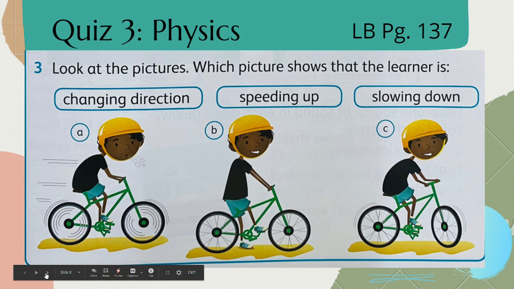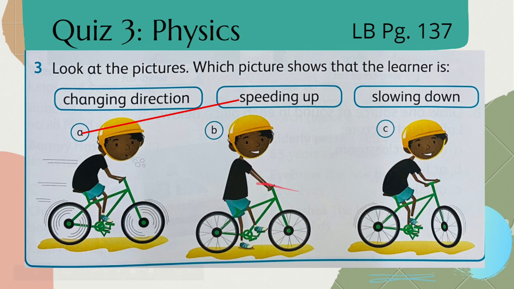Now for letter B, the boy is slowing down. How would you know that he is slowing down? Look at his leg. One leg is on the ground standing still and another leg is on the pedal, and his hand is only straight. So there is no movement at all to start or go.